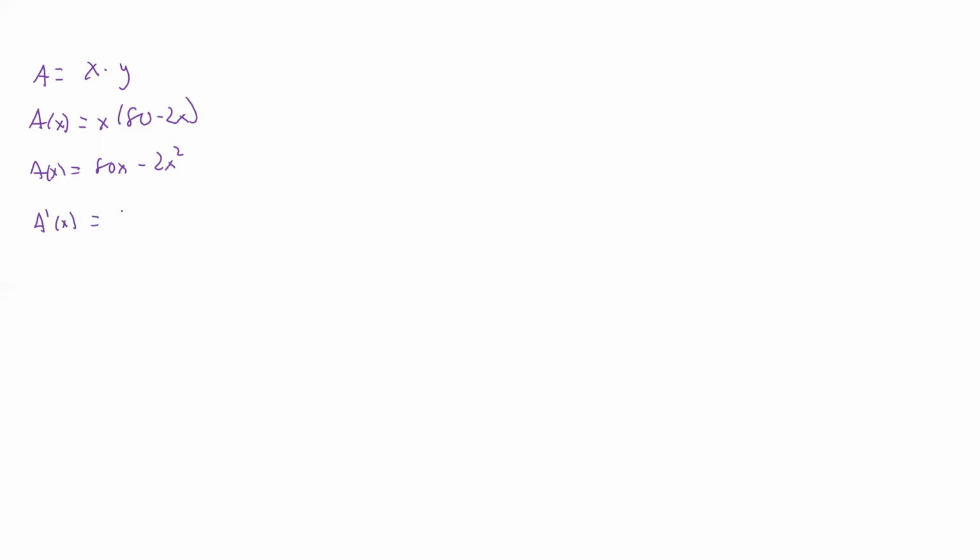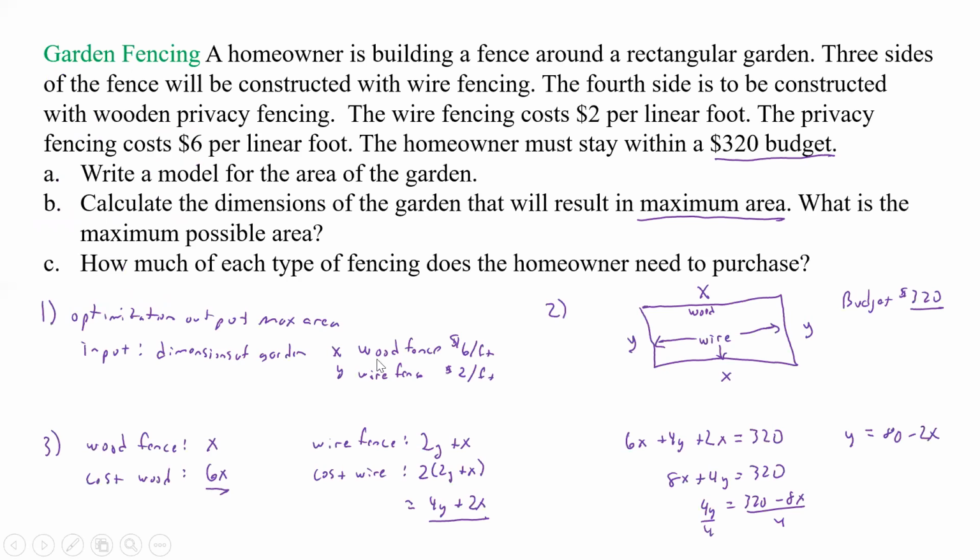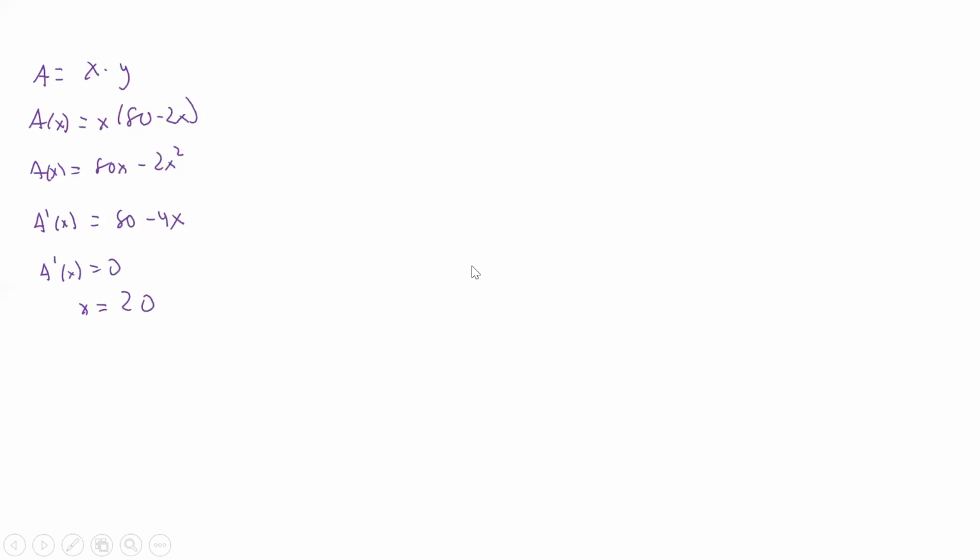And what is that? Well, that's going to be 80. That's going to be minus 4x. Now we need to set A prime of x equal to 0. So if we do that, 80 equals 4x. X is equal to 20. Okay. And so that is going to be the distance x is. And we said x is, we're looking at feet. So this is going to be 20 feet of wood fence.